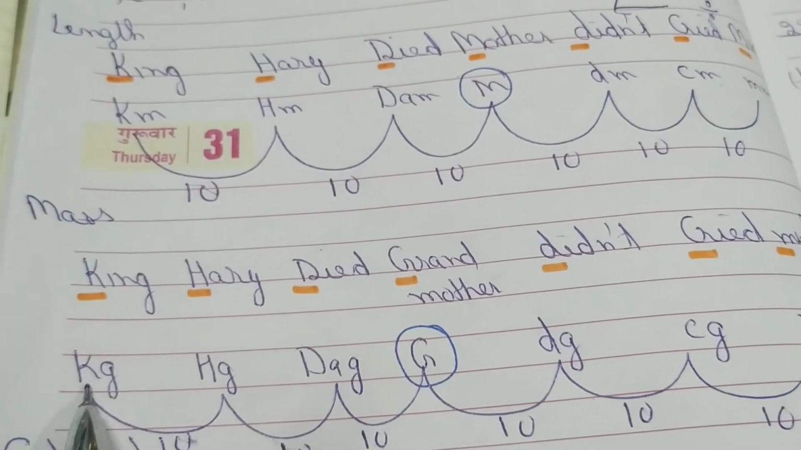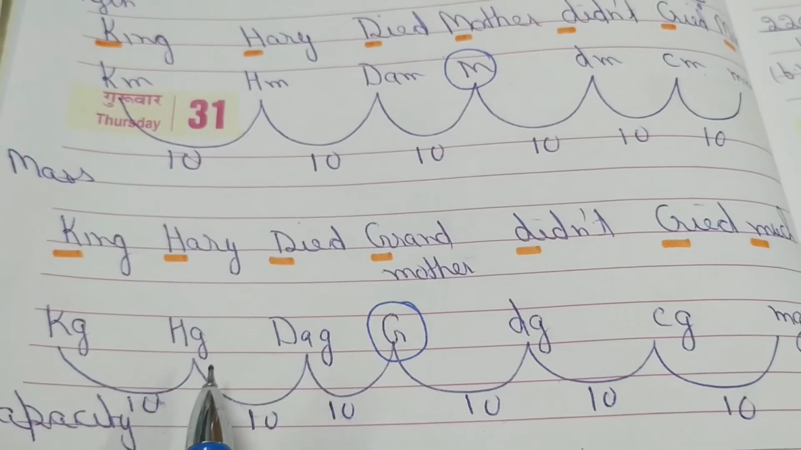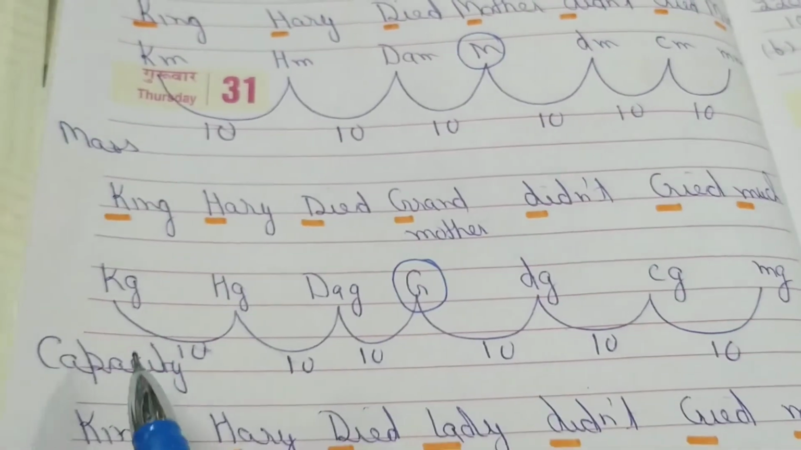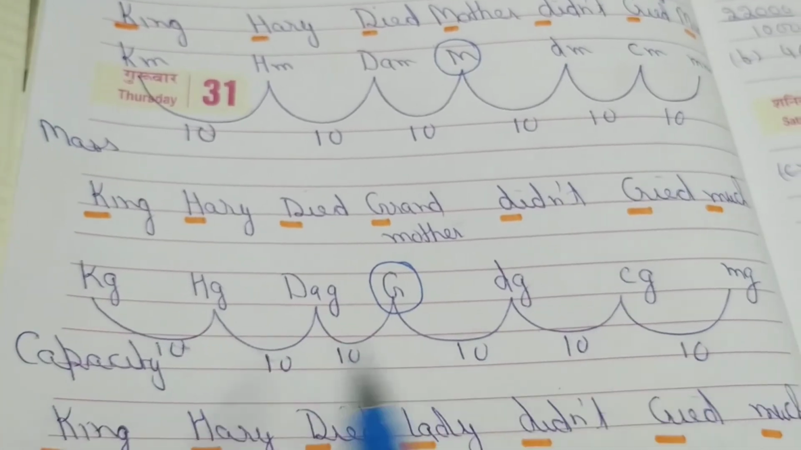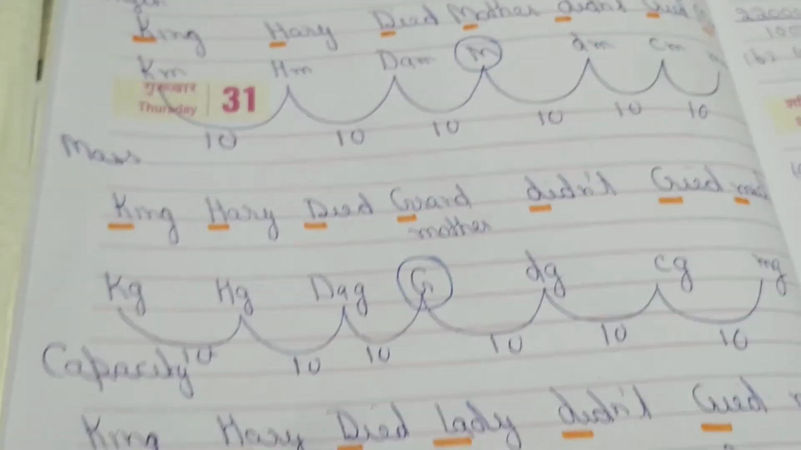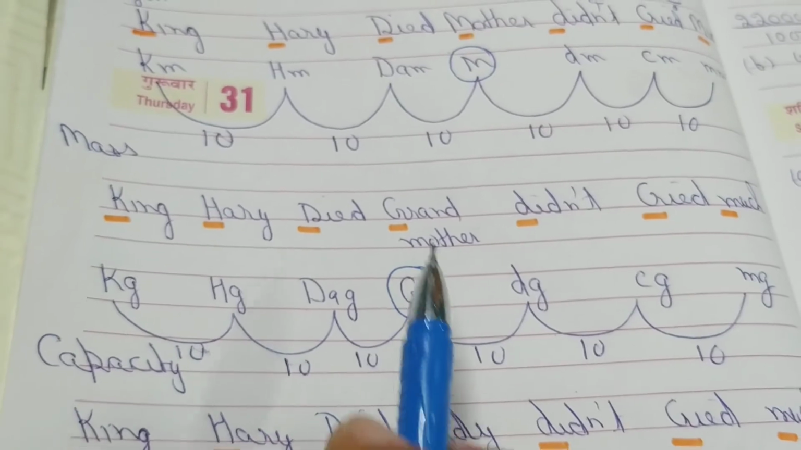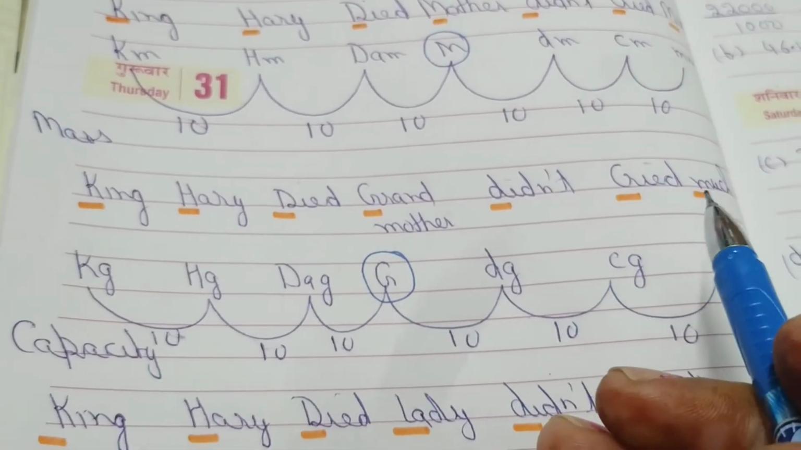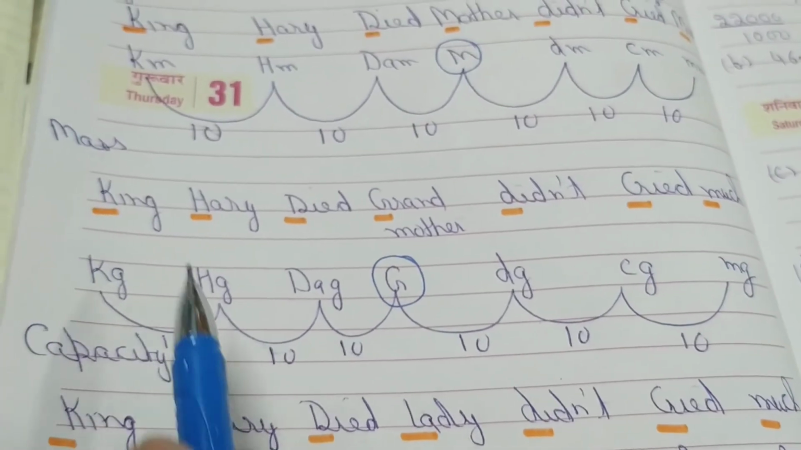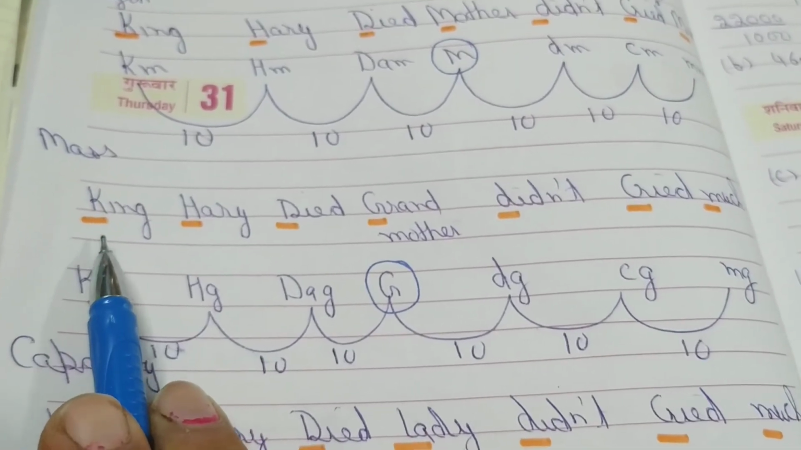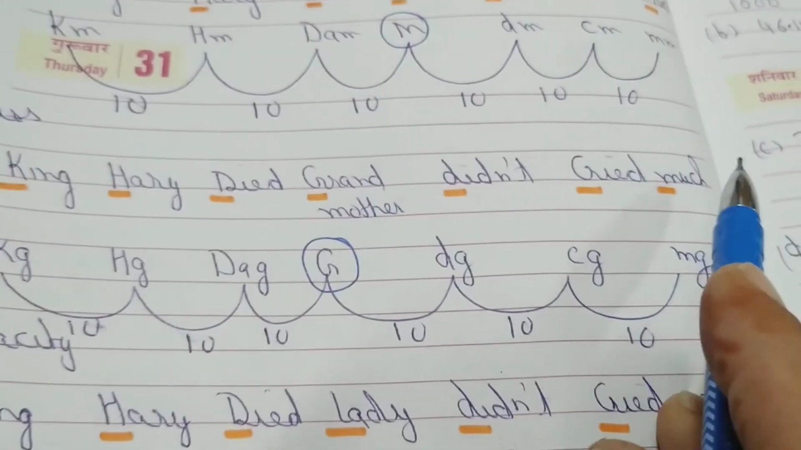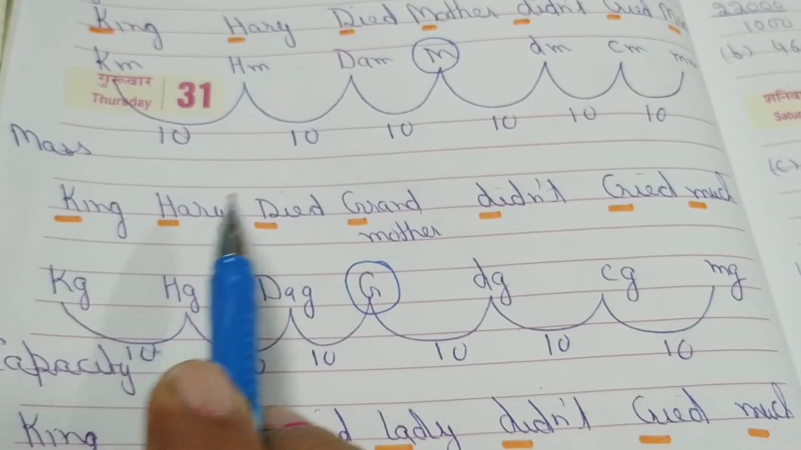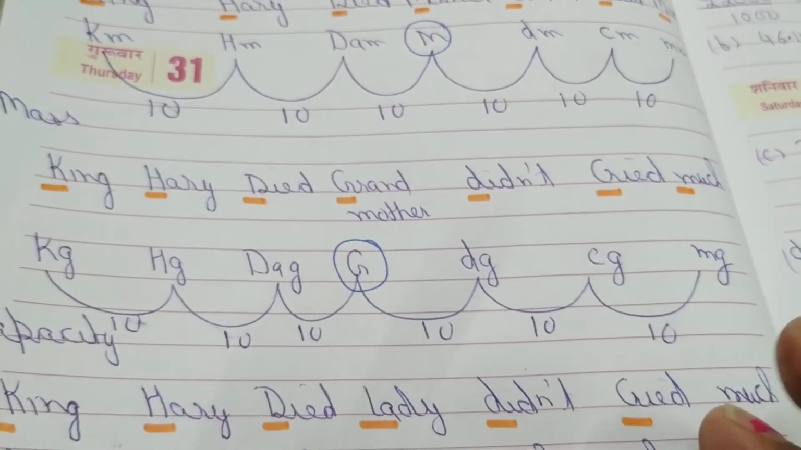Now we know that kilo, hecto and deca are greater than gram. Deci, centi and milli are smaller than gram. They are also related to each other by multiples of 10. In this also the same rule is followed. If we move from left to right, we multiply, and if we move from right to left, we divide. This is the biggest unit of weight, kilogram, and the smallest is milligram.